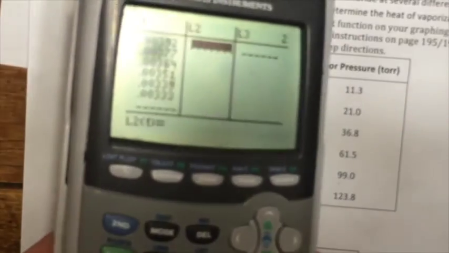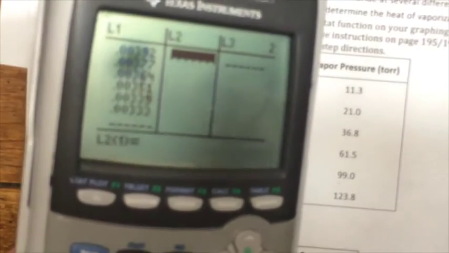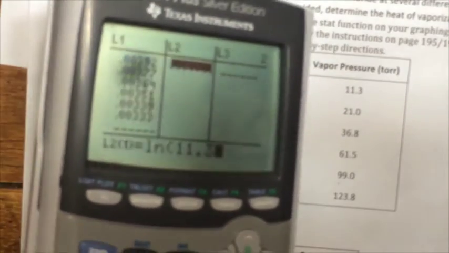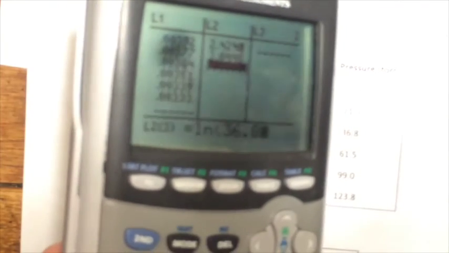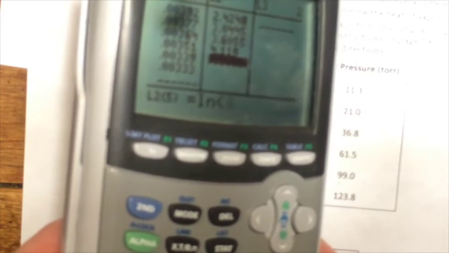Okay. Now we're going to do the same thing for the vapor pressure, except we're going to take the natural log of these numbers. So I'm going to take the natural log of 11.3, natural log of 21, natural log of 36.8, natural log of 61.5, and the natural log of 99, and one more, 123.8. Okay, so now you should have your L1 and your L2 graphed.